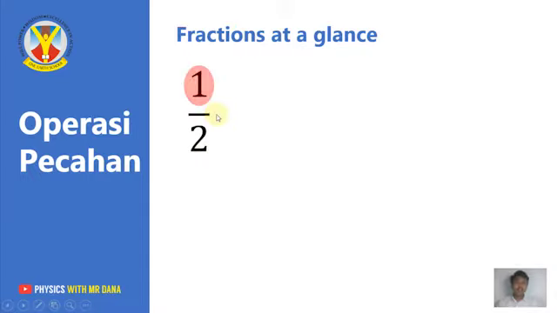How do you call the upper number in English? We call the upper number the numerator, or in Bahasa it's usually called pembilang, and the bottom number we call the denominator, or in Bahasa it's usually called penyebut. So again, the upper number is called the numerator and the bottom number is called the denominator.